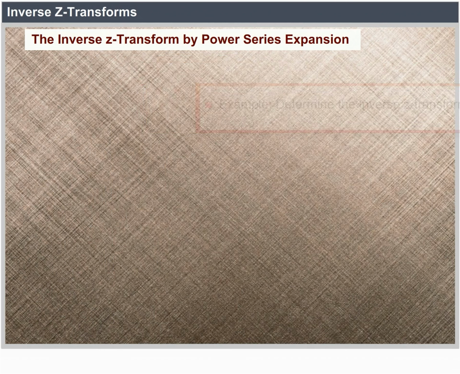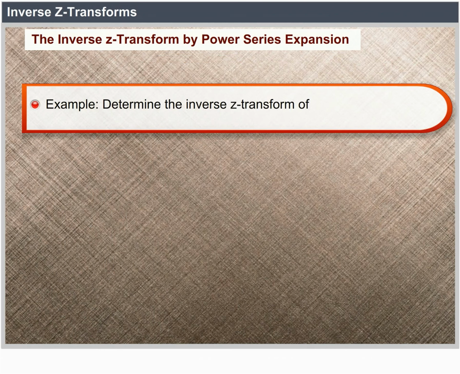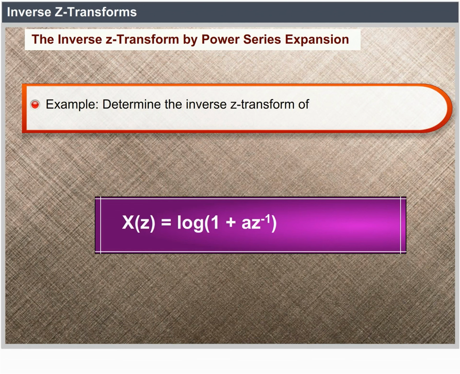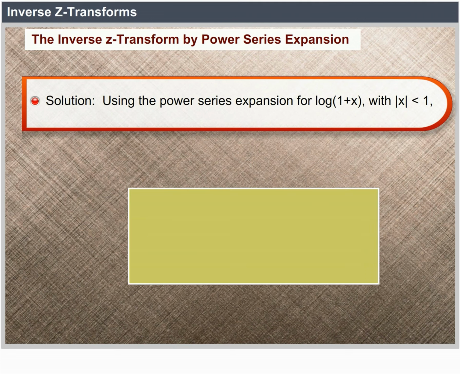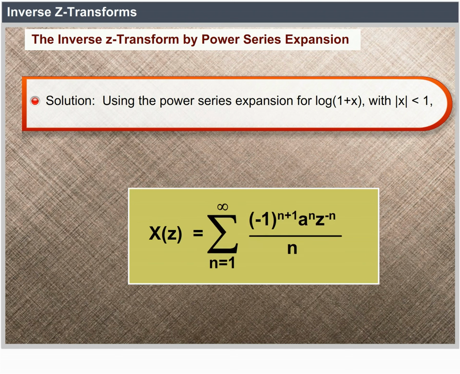Example: determine the inverse z transform of X(z) = log(1 + a z^(-1)), where |z| > |a|. Solution: using the power series expansion for log(1 + x) with |x| < 1, X(z) = summation n equal to 1 to infinity of (-1)^(n+1) a^n z^(-n)/n.